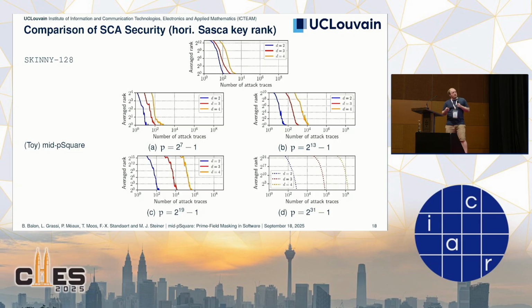So even if you don't trust our extrapolation, I think it's hard to deny that the real attack will at least require this many traces, and this already gives me 3 orders of magnitude advantage in attack complexity over the comparative skinny implementation.